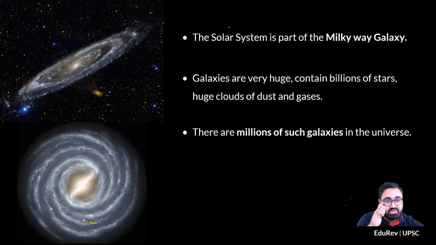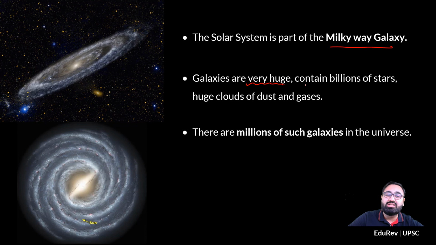Now, our solar system is a part of a big galaxy, that is the Milky Way Galaxy. Galaxies themselves are huge in size. They contain billions of stars and huge clouds of dust and gases. There are millions of such galaxies in the universe apart from our own Milky Way Galaxy.